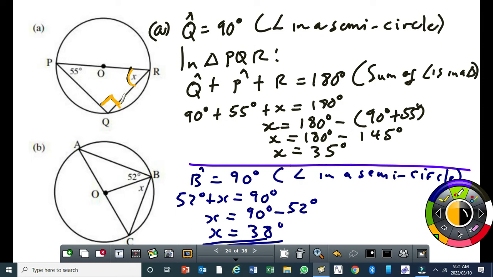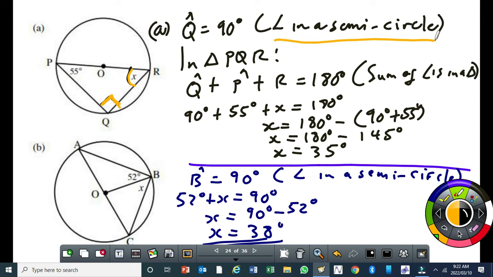So here, you cannot be tempted to just start writing angle Q plus P plus I is 180 degrees, then you say Q is 90 degrees. Why are you saying that Q is equal to 90 degrees? Write that down. Angle Q is 90 degrees because it's an angle in a semicircle. That's theorem 3. That's the reason. Once you have that, then you can carry on and use your knowledge of triangles.